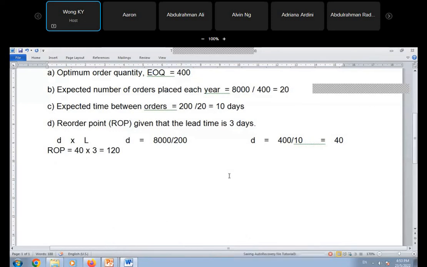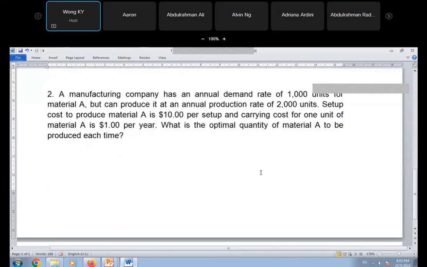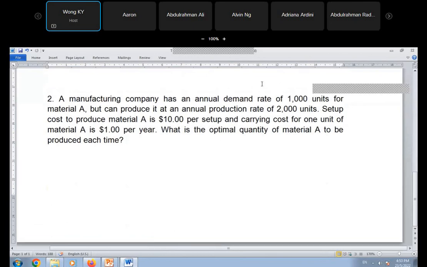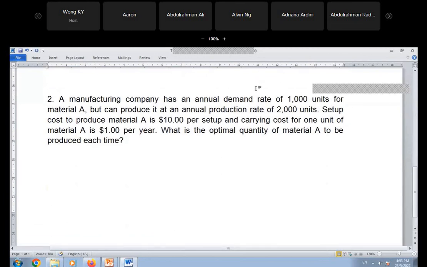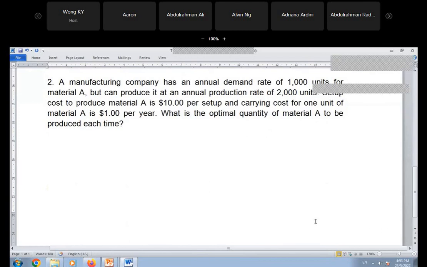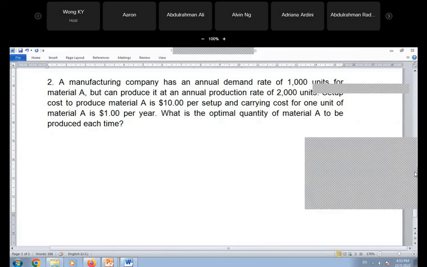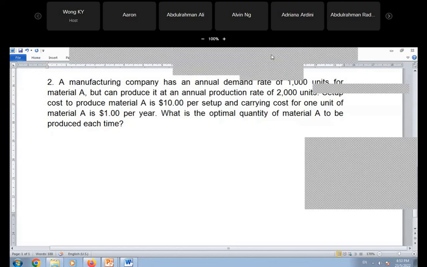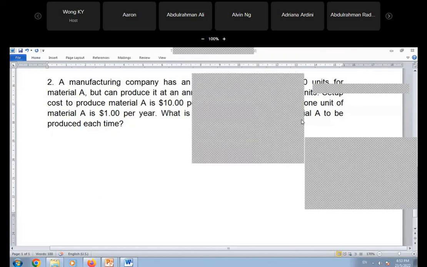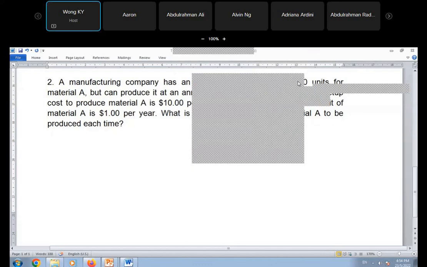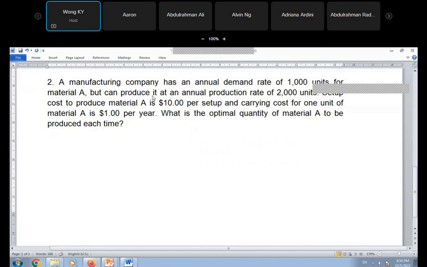Okay, so I hope everyone understands. What about this question? Can anyone tell me which model this is? Which model does the question belong to? Khairul said POQ. Okay, correct, it's a POQ model, because we talk about production.